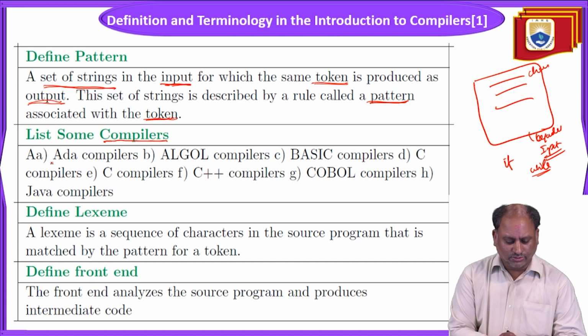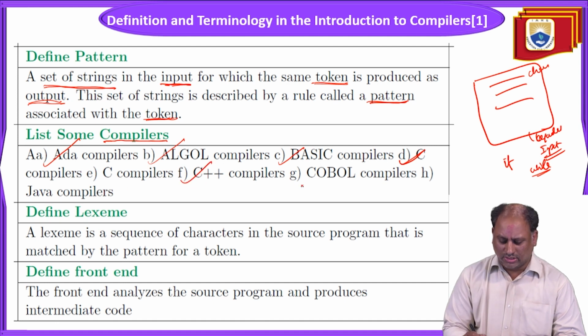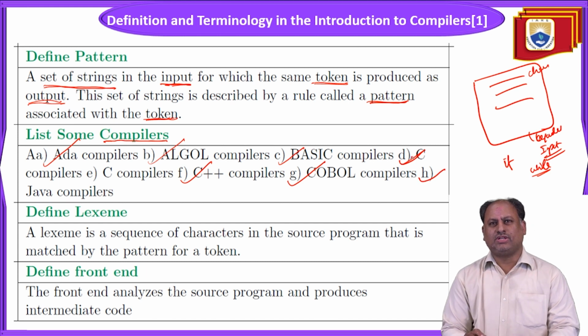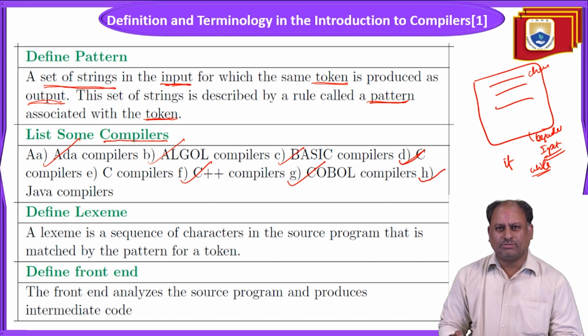Otherwise, some of the compilers are used mainly for most suitable cases. That is the ADA language, which uses ADA compilers, and ALGOL uses ALGOL compilers. BASIC is Beginners All-purpose Symbolic Instruction Code. ALGOL is algorithmic language, and C programming languages have their own compilers. C++ has its own compilers. COBOL, common business oriented language, has its own compilers, and Java also. So some of the compilers are used commonly, and for some programmers specifically they download.